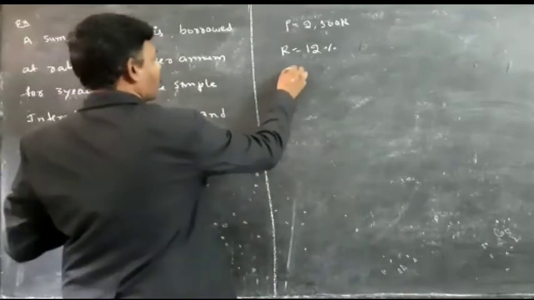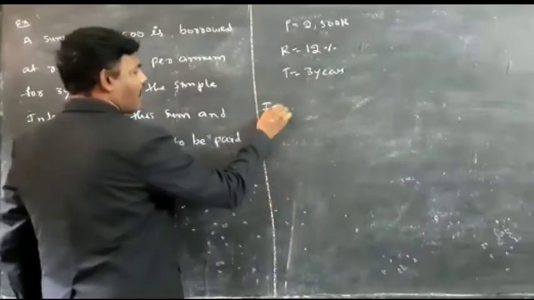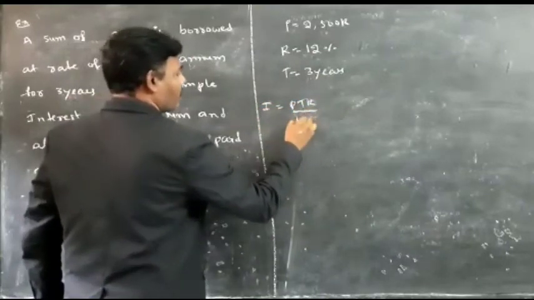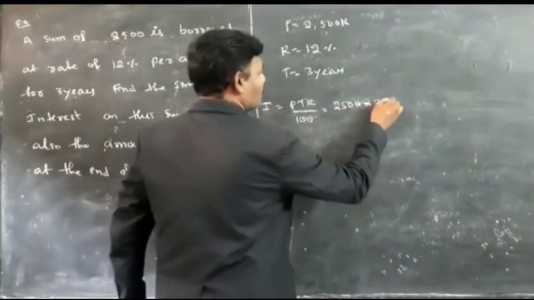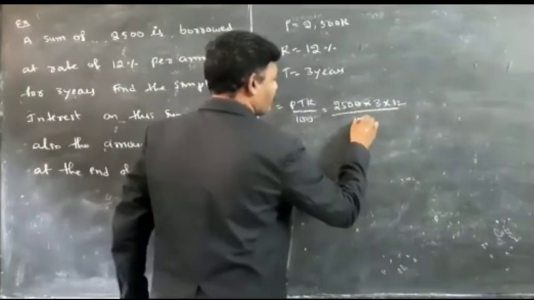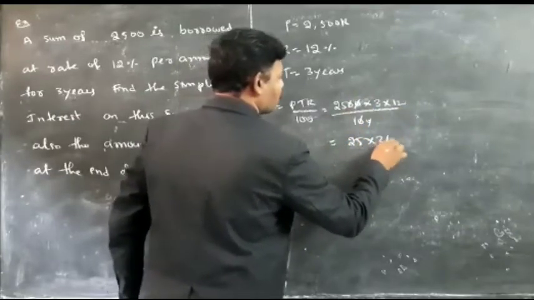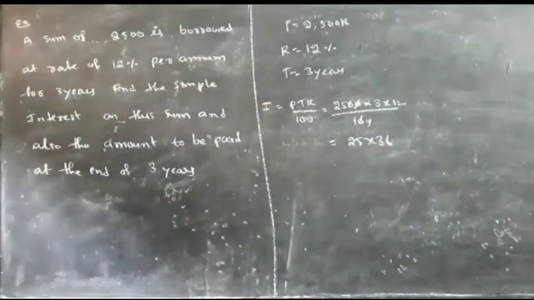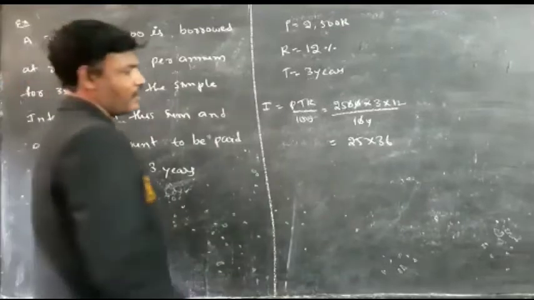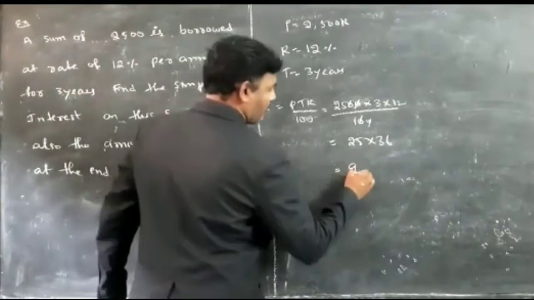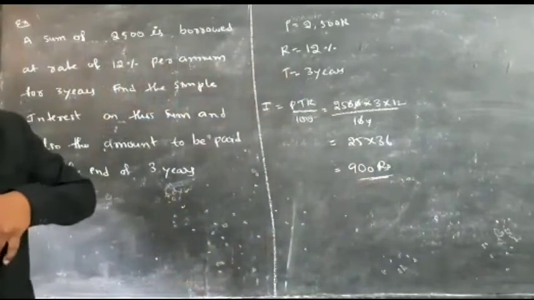See here, T is equal to time duration, 3 years. First you have to find the interest. I is equal to PTR by 100. P means 2500 into 3 into 12 by 100. 0 cancel. 25 into 12 is how much? 36. 25 into 36. How much is that? 900 rupees. So for 3 years he has to pay 900 rupees.